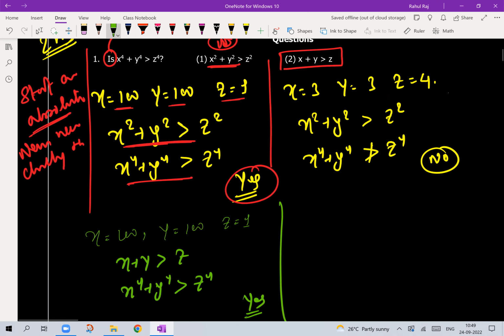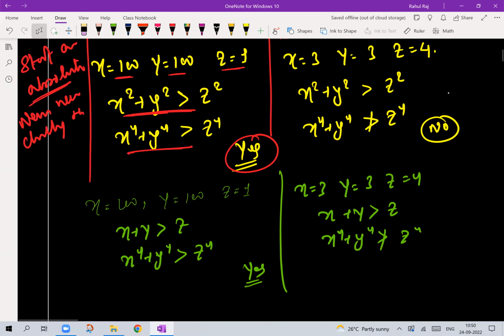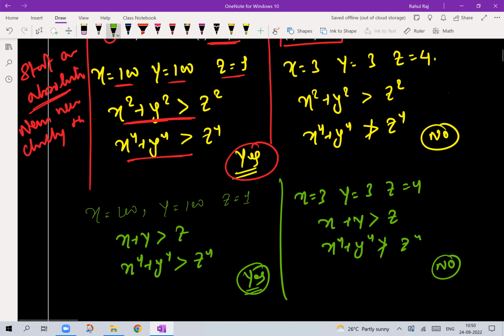Let's try and take the same number to check whether this is satisfying option number 2 or not. So imagine if I take x is equal to 3, y is equal to 3, z is equal to 4. Can I say option number 2 suffices, x plus y greater than z? Can I say my question suffices now, x to the power 4 plus y to the power 4 is greater than z to the power 4? It does not suffice at all. So I have a yes situation, I have a no situation, and I can say this is not sufficient. Now, why did I take the same number, guys? I just took the same number so that it will be easy for me to combine.